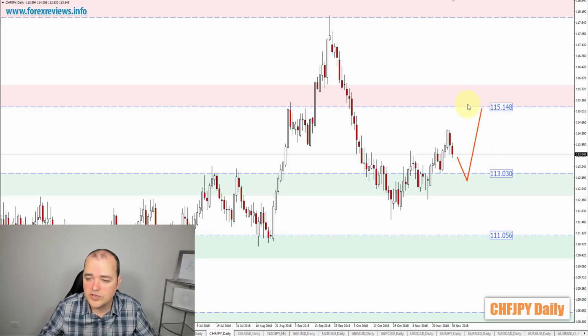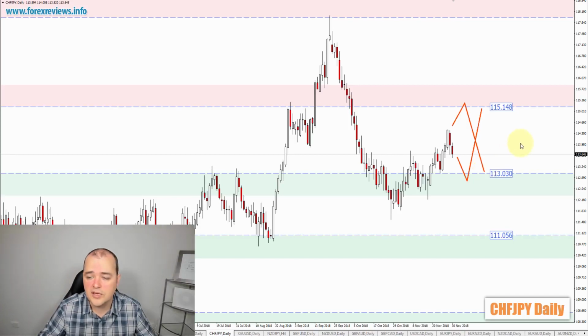Now the 115.14 zone area is also another area I'd like to mention on this market. In the case of the 115.14 zone area, this is an area on this market where I'm just looking for bearish evidence. And if I see the right bearish evidence in this area, then potentially looking for a move all the way back down to the 113 zone area to the downside.